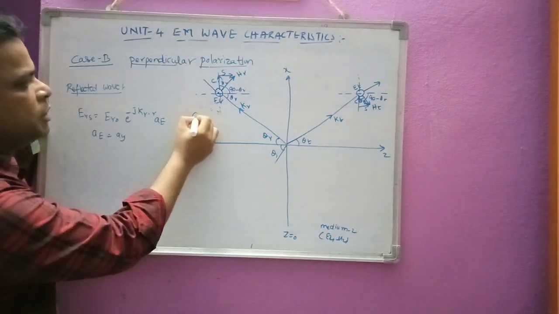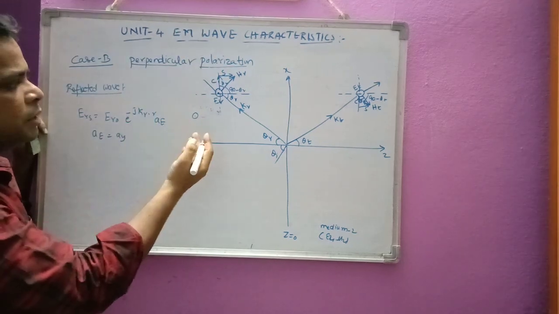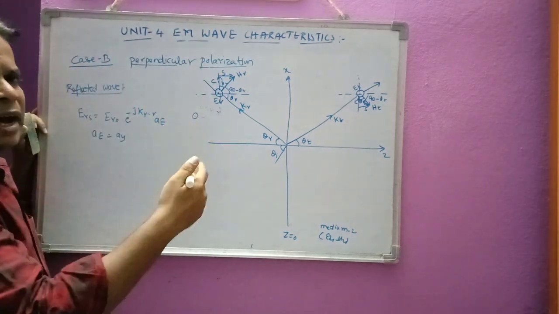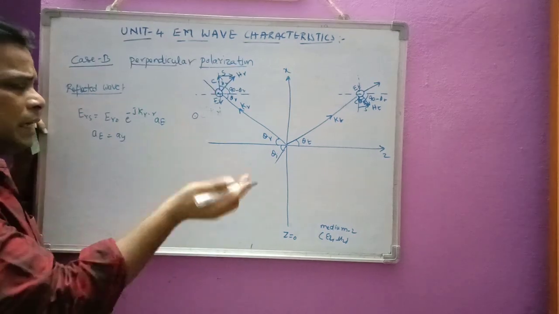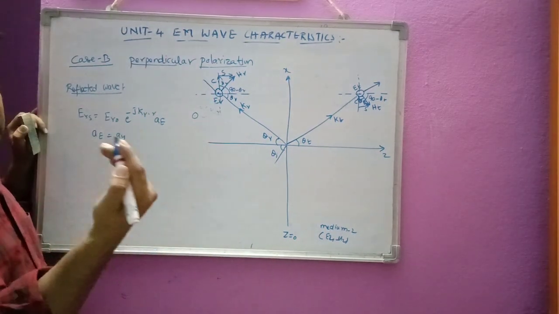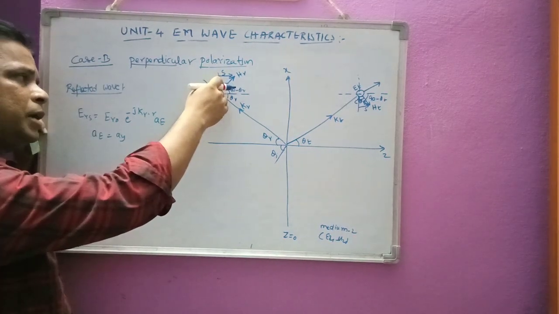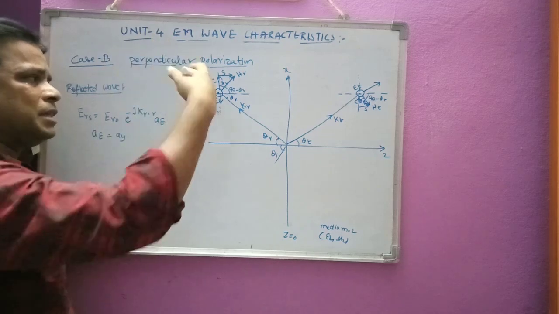So a dot represents that it is coming out of the board, and if it is inside, the magnetic field is entering the board. We have seen in the earlier lecture that the magnetic field in one direction is coming outside the board, and in the reflected wave we have seen that the magnetic field is entering the board.